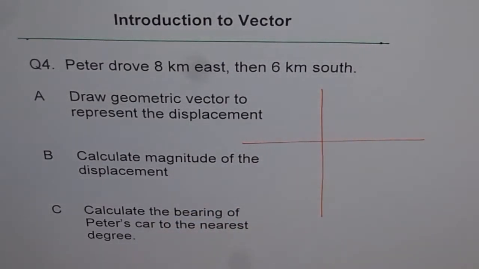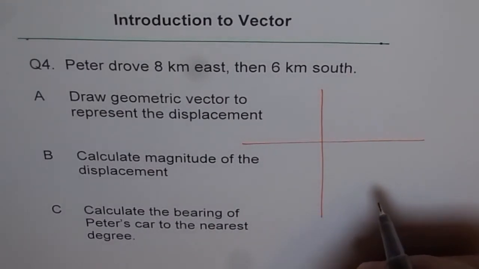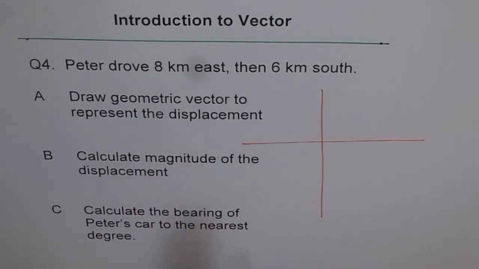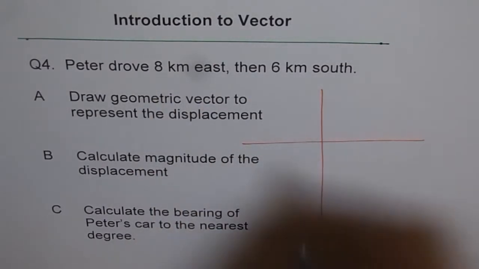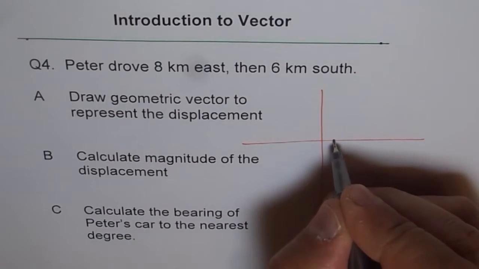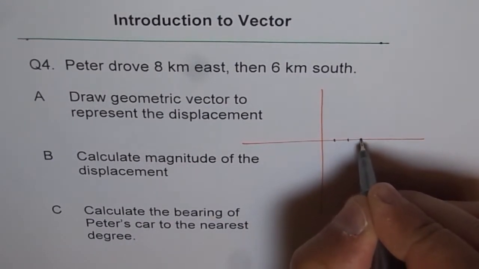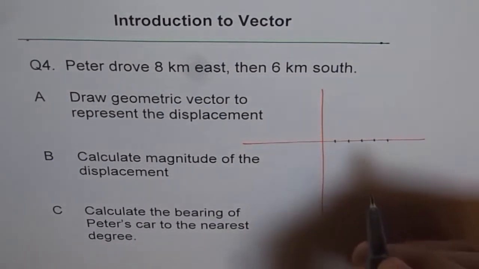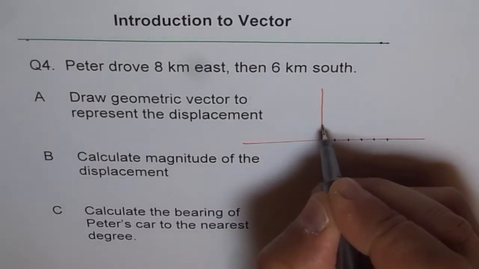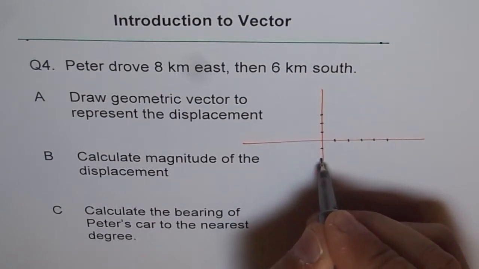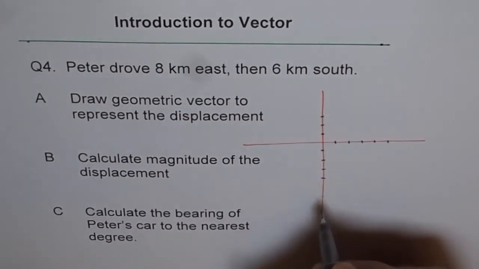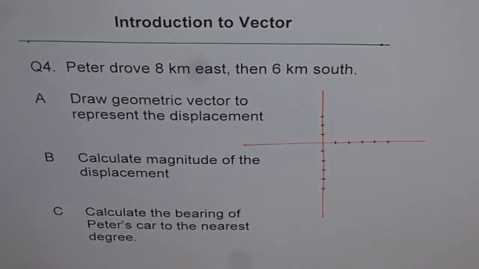So Peter drove 8 kilometers east, then 6 kilometers south. So first part for a geometric vector is to choose a proper scale, right? Since it is 6 and 8, the common factor is 2. So let's take a scale of 2 here, right? So we can have 2, 4, 6, 8, 10. So kind of we have a scale now.